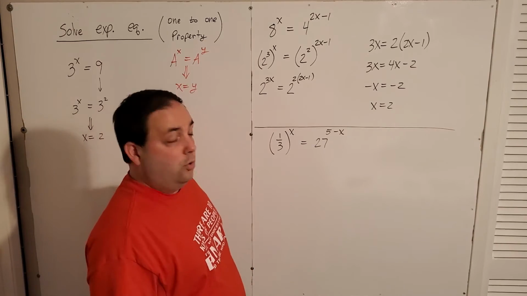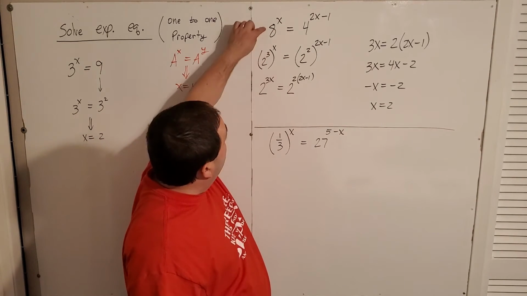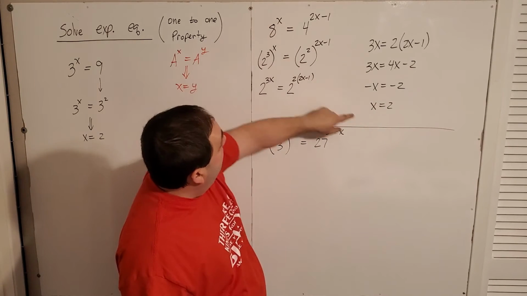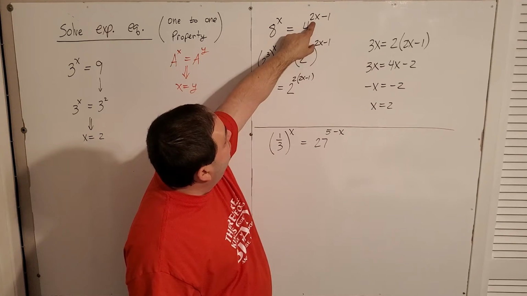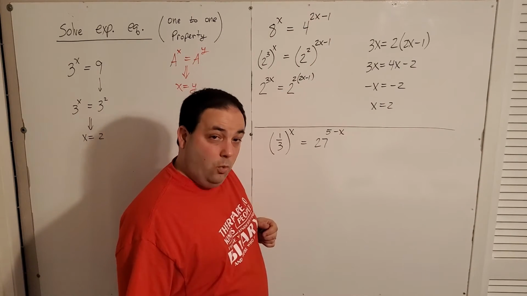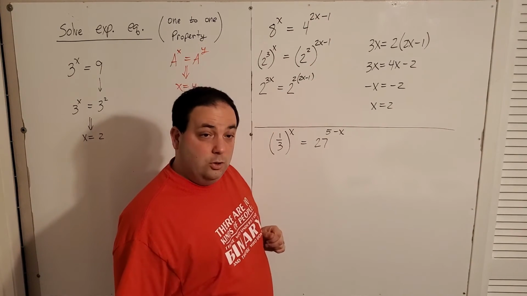And if you're not sure, plug it back in and let's see. That would be 8 to the 2 power, right? 64. And then here, 2 times 2 is 4 minus 1 is 3. 4 to the 3 power is also 64. So that's definitely a good solution.